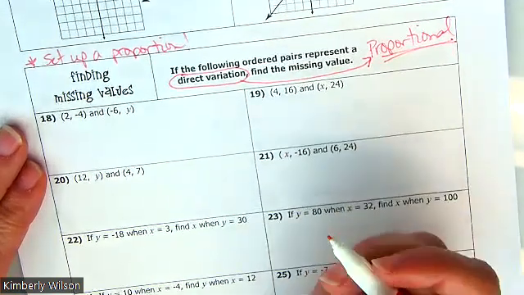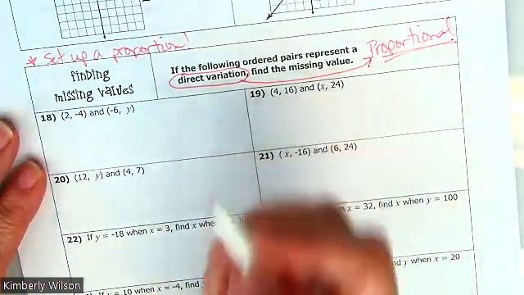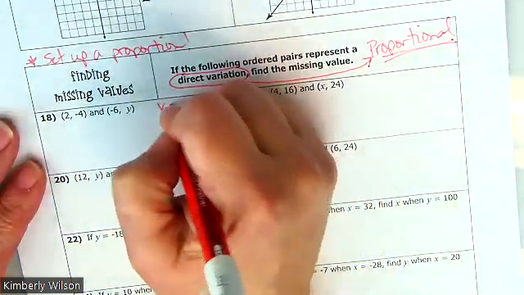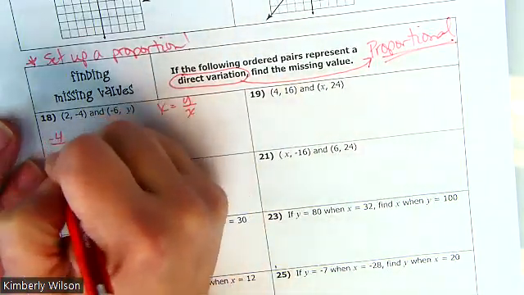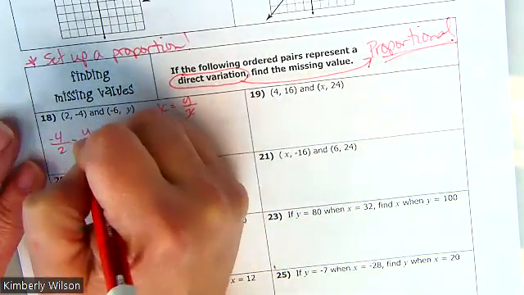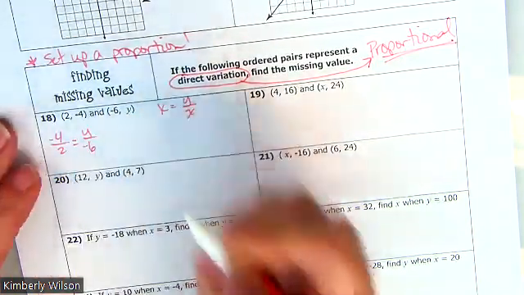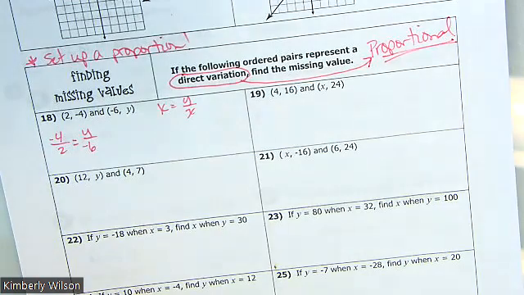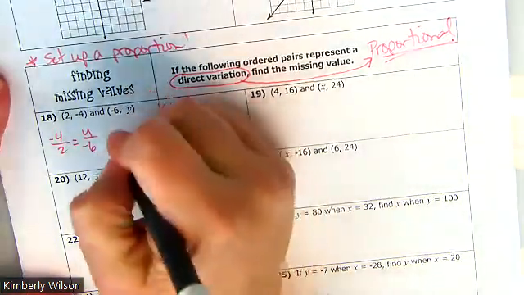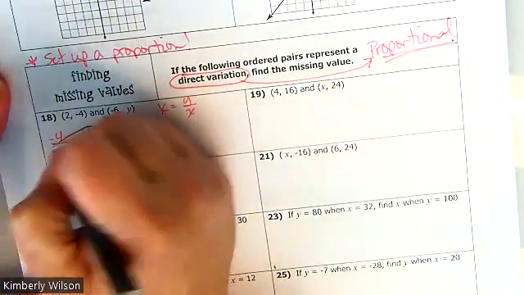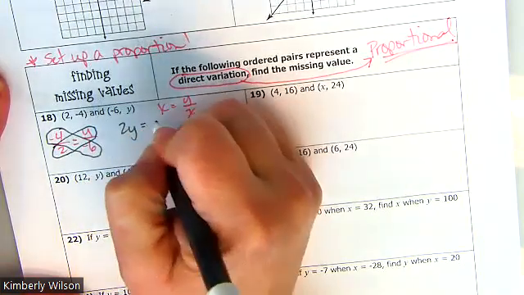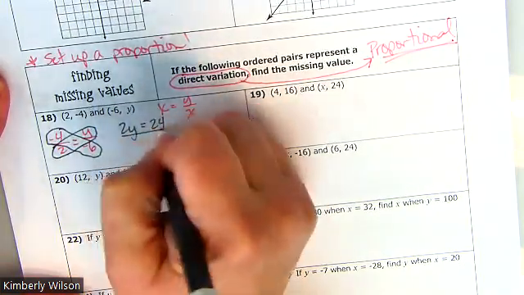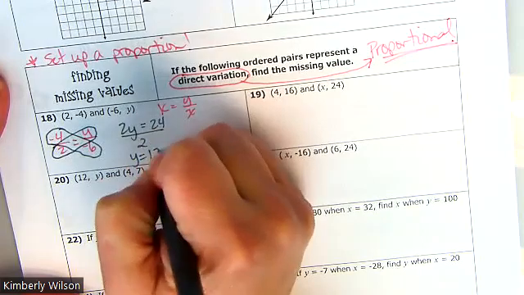Okay, so for 18, remember to find k, it's always y over x. So that's what I'm going to do. I'm going to do negative 4 over 2 equals y over negative 6. And now I solve my proportion, which is going to give me, we multiply diagonally. So I have 2y equals 24, divide by 2, y equals 12.